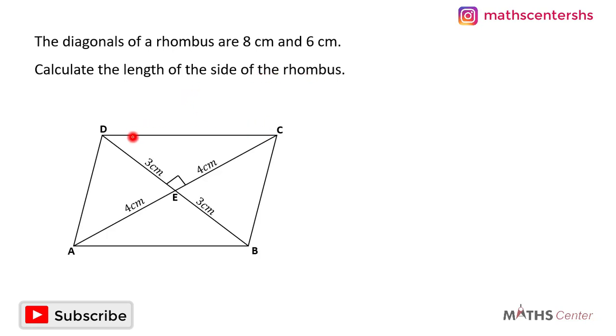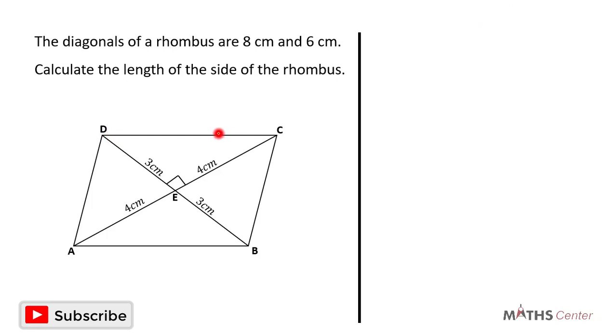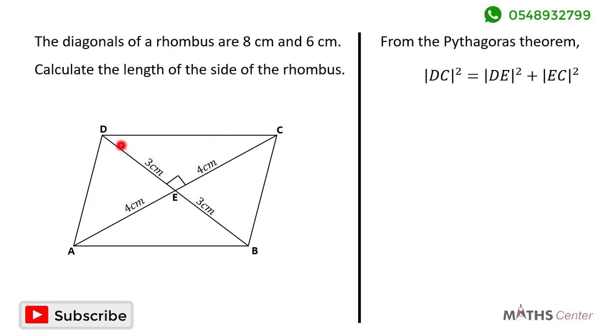As we have already seen, the points D, E, C form the right-angled triangle DEC. And we can apply the Pythagoras theorem to find the length of the side DC. If we apply the Pythagoras theorem on the right-angled triangle DEC, we will have the square of the hypotenuse, that is the square of DC, is equal to the square of DE plus the square of EC. We have the length of the side DE and the length of the side EC, so we just substitute them here.